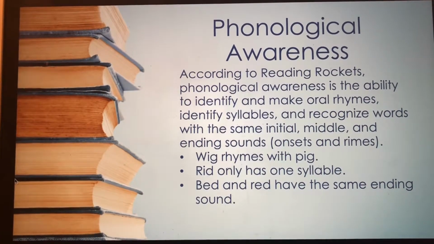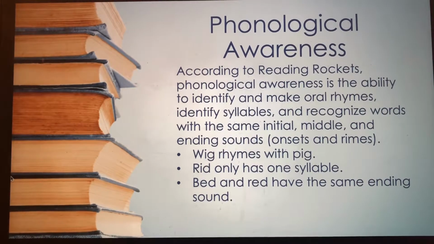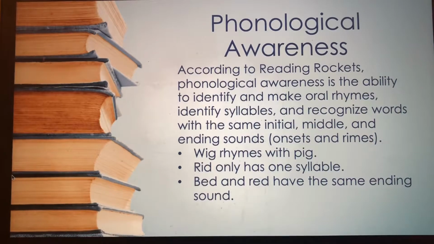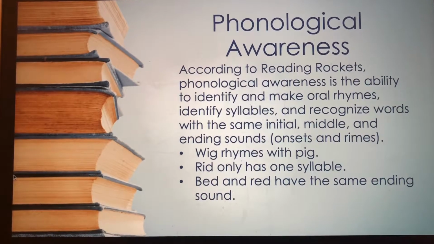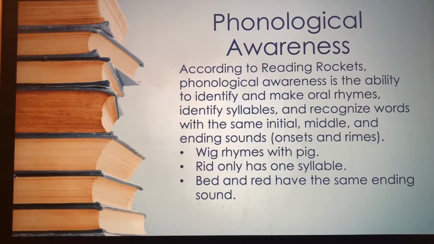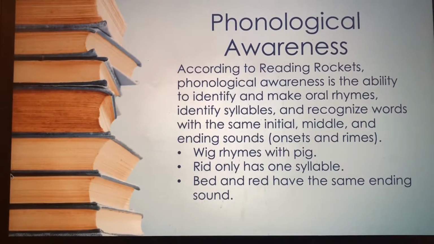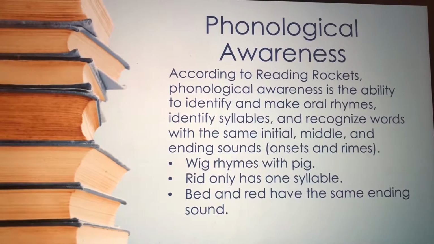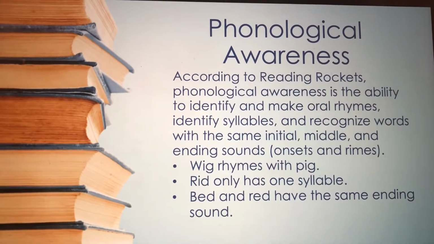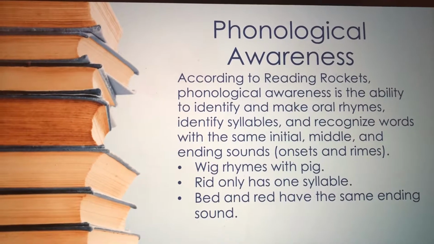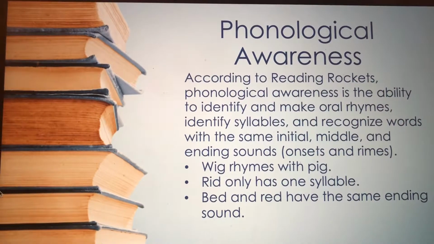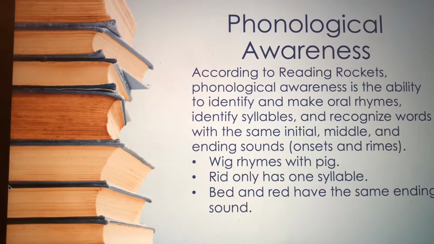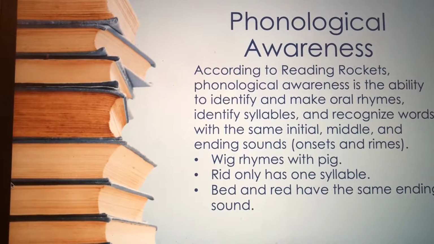In addition, some examples of a child being phonologically aware: they will be able to recognize that the word wig rhymes with pig, rid only has one syllable, bed and red have the same ending sound. So these are examples of phonological awareness. I also wanted to highlight that phonological awareness is a broad principle. So all of these abilities that a child can do when they are phonologically aware are due in part to phonemic awareness and phonics instruction.